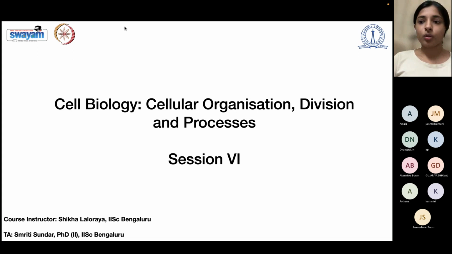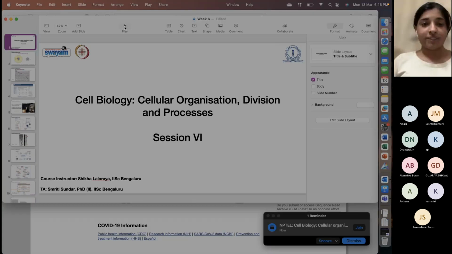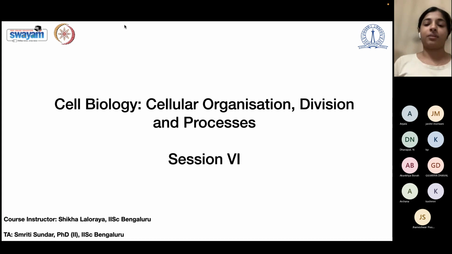But welcome to the sixth session of the discussions that are held as a part of the NPTEL course Cell Biology: Cellular Organization, Division and Processes. So these discussion sessions have basically been like discussing previous assignment questions and discussing the overall concepts of what was taken up in the course that has been instructed by Professor Shrikala Loria from IISc Bangalore.